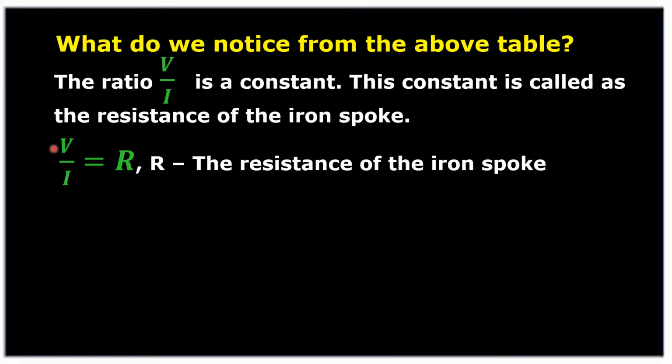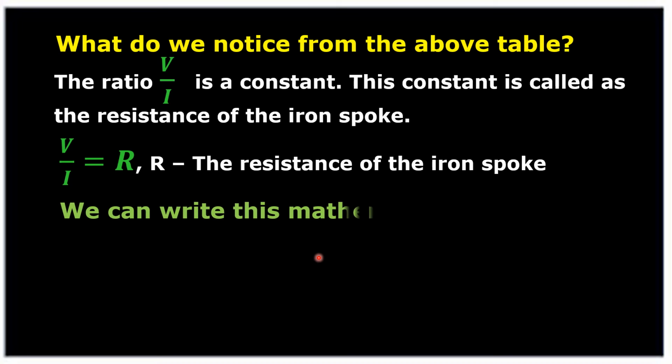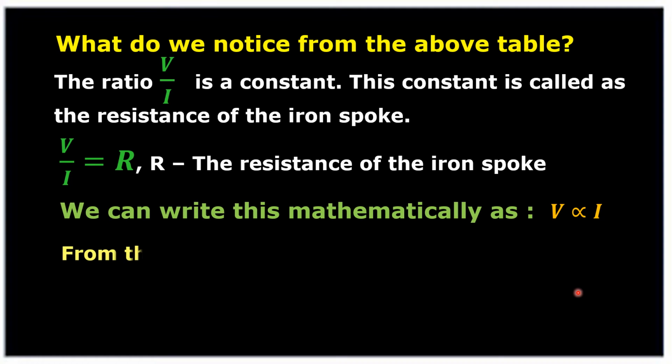That means when current increases, voltage also increases. Current decreases, voltage also decreases. However, the ratio V by I is always constant. That constant is called the resistance of the iron spoke in this case. So we can write this mathematically as V is directly proportional to I. This is called Ohm's law. Isn't it? You see here?